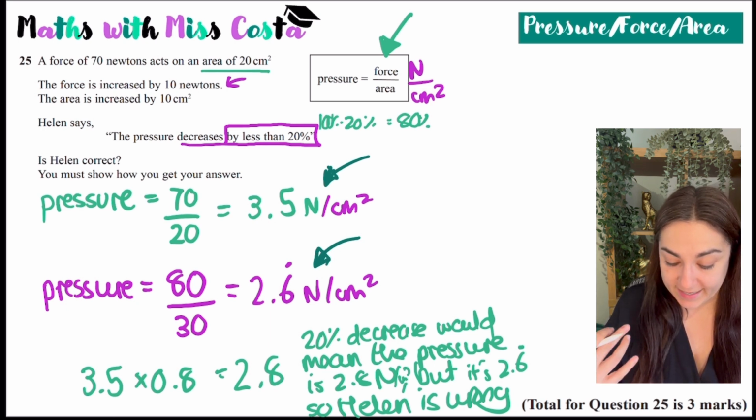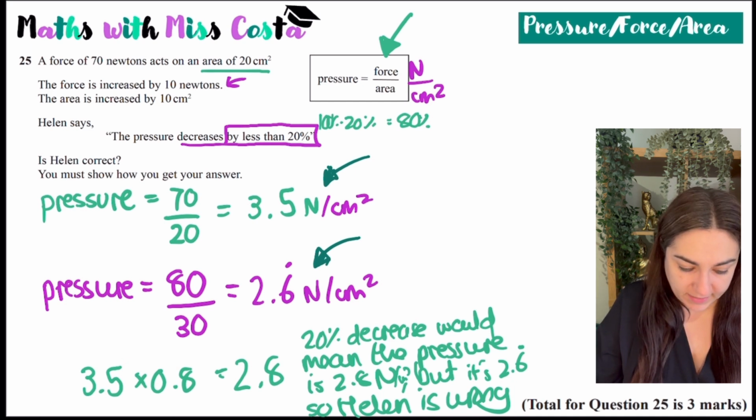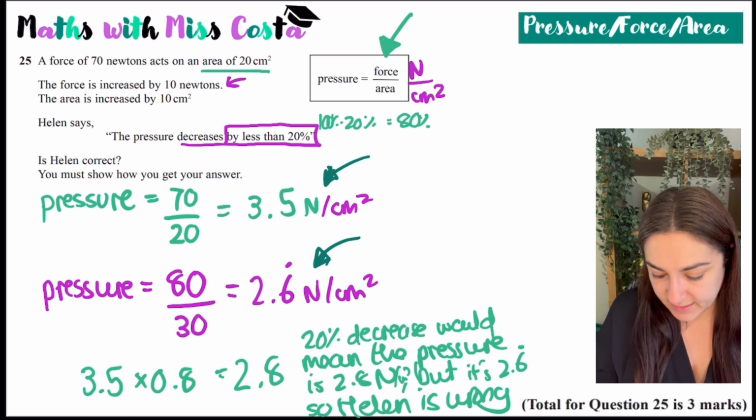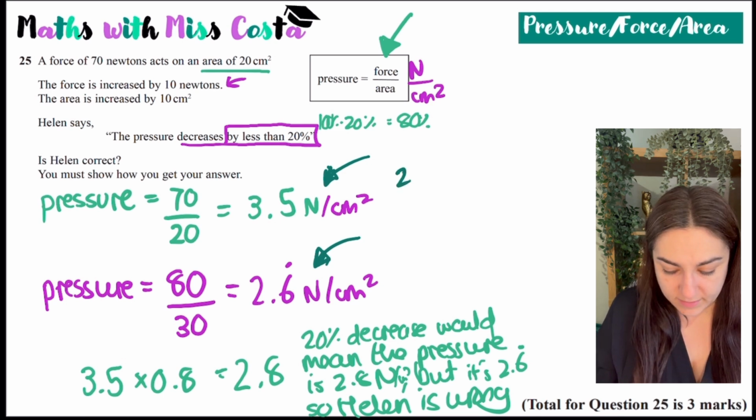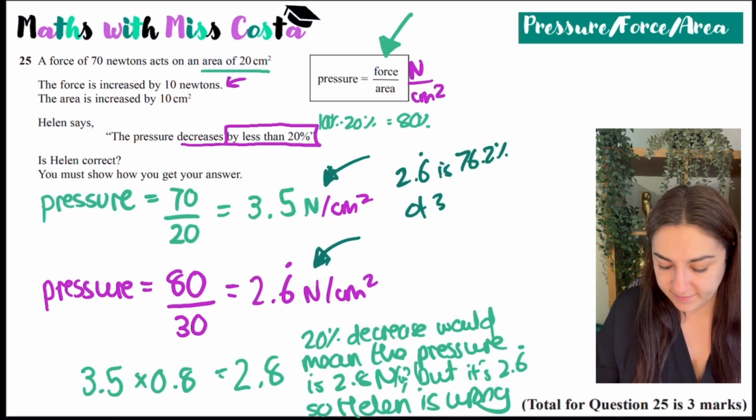So Helen is wrong. If I wanted to work out what it would be as a percentage, I could have done 2.6 recurring divided by 3.5 times by 100, and that would tell me that 2.6 is 76.2% of 3.5, so Helen is wrong.